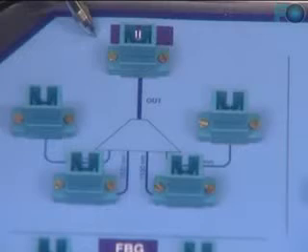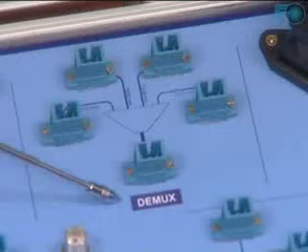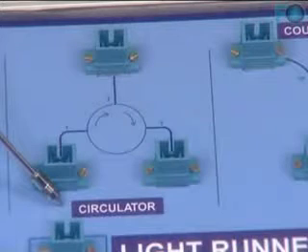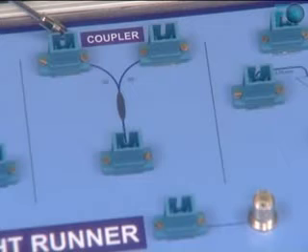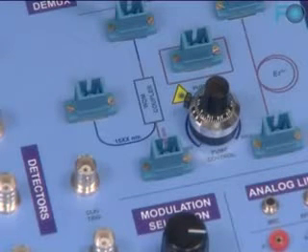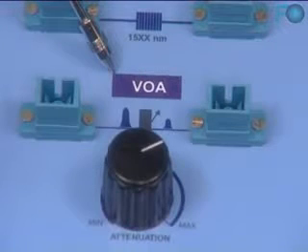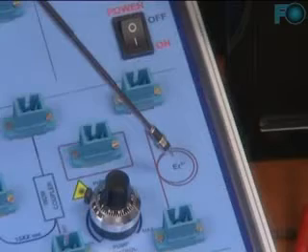In Light Runner, along with 6 lasers and 5 detectors, we are providing some important passive components like 4-channel optical WDM mux and DMux, 3-port circulator, 50-50 splitter or coupler, 980/1550 WDM coupler, variable optical attenuator, fiber Bragg grating, and erbium-doped fiber. What are the experiments that can be performed using Light Runner?